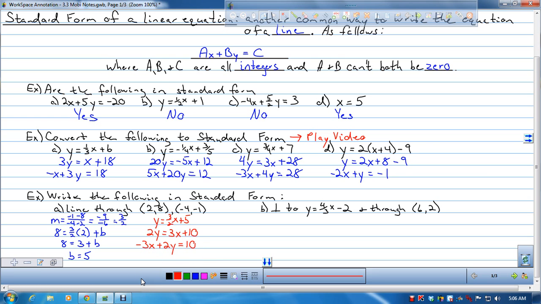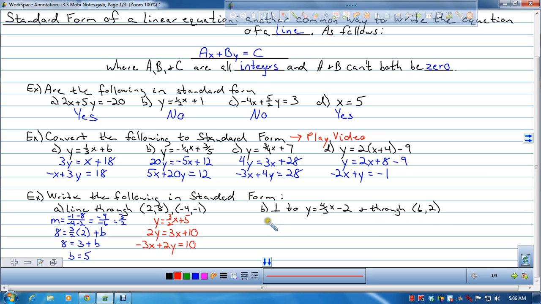Okay? So that would be the procedure you would follow if you've got 2 points. You notice I found the slope, I found the y-intercept, wrote it in that form, and then converted it to standard form. Okay. Now let's write an equation in standard form of a line that is perpendicular. Remember that symbol, perpendicular to y equals negative 4/3 x minus 2, and it goes through this point.